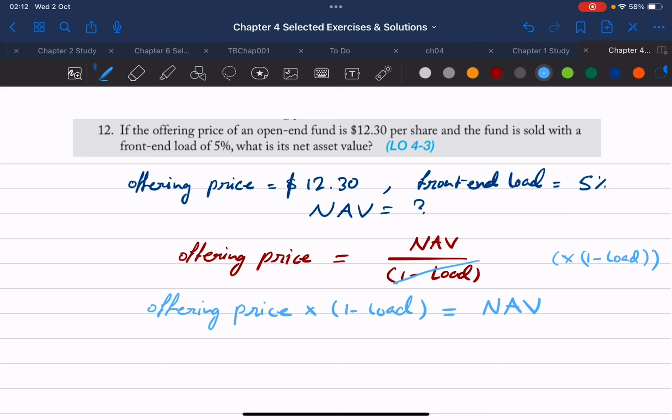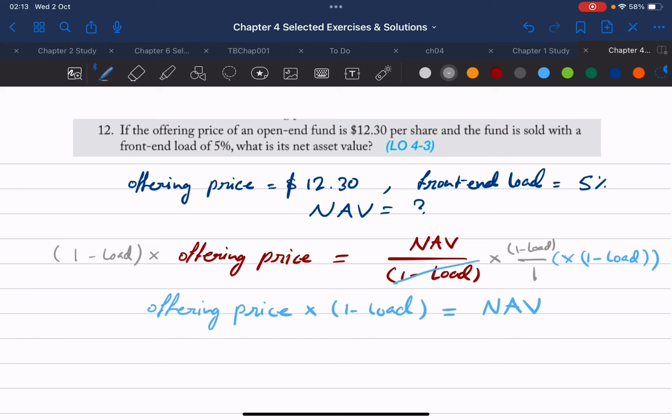Why is this term removed? Because I have multiplied both sides with this term. So x 1 minus load over 1, and this with the same thing. I hope it's clear. It's just mathematical manipulation just to reorganize my formula.